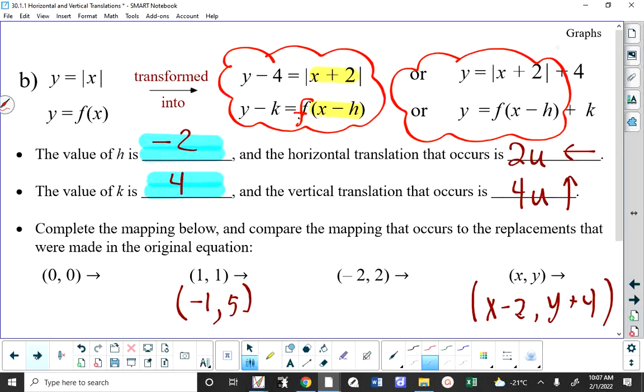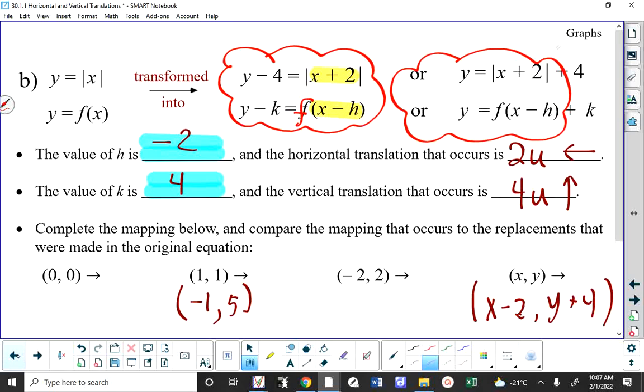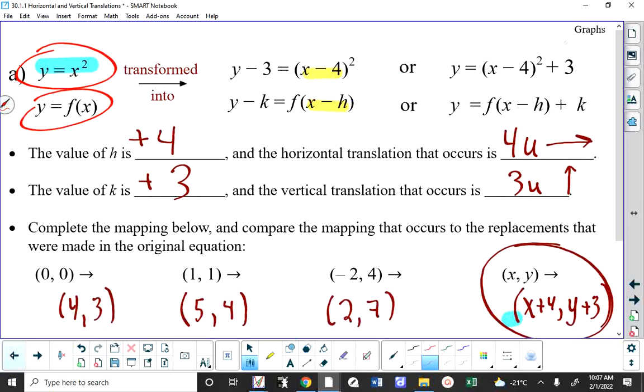So in answer to your question, Ian, we only look at what happens to x in deciding the horizontal translation. We don't look at the actual function that is then performed on x minus h. Does that make sense? Okay. Now, there's one more thing we have to talk about here, and I'm not going to write it down. I don't think you need to. It says in all of these, compare the replacements that were made in the original equation to the mapping.